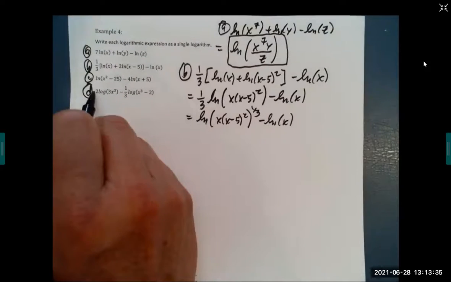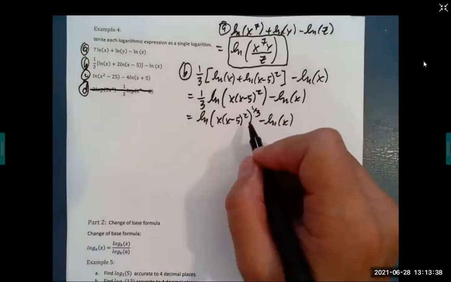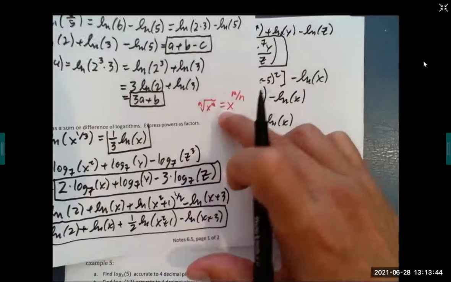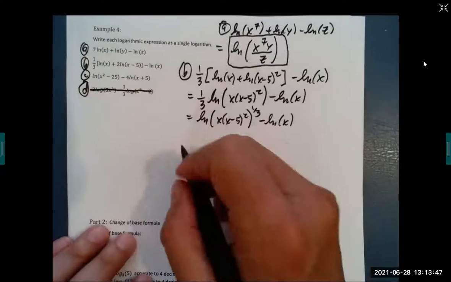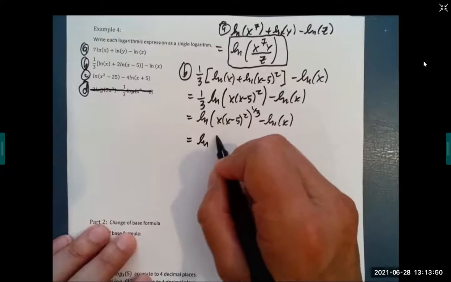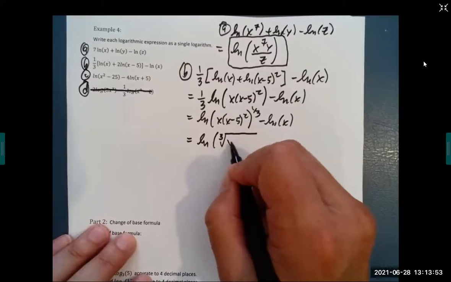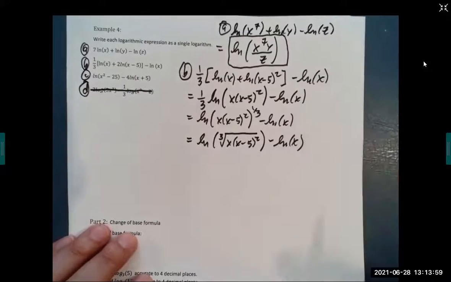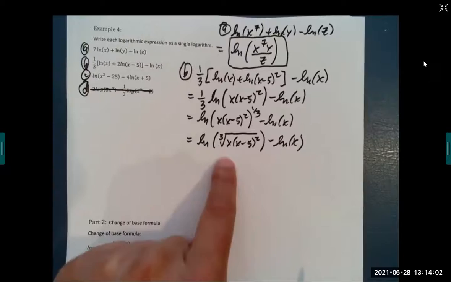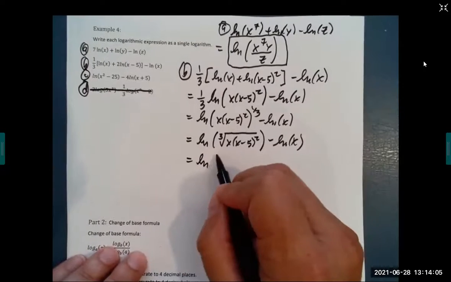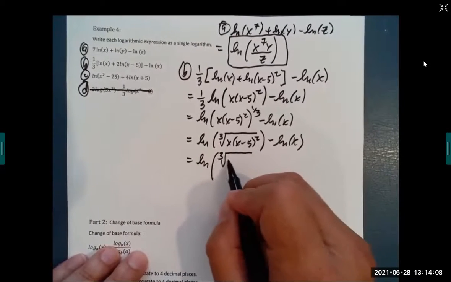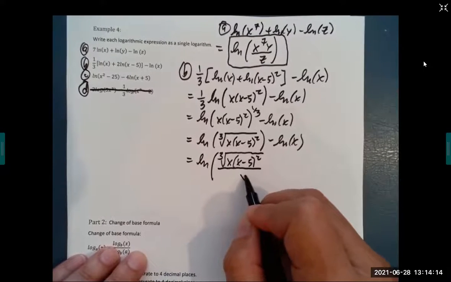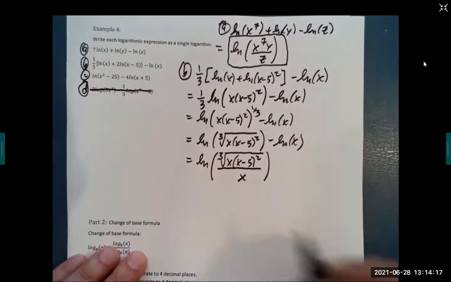And actually, we're not going to do a d. I'm going to make that cube root using this rule that we talked about before. So this is going to be ln of the cube root of x times x minus 5 squared, minus ln of x. And now, because it's minus, it's going to be in the denominator. That is it.